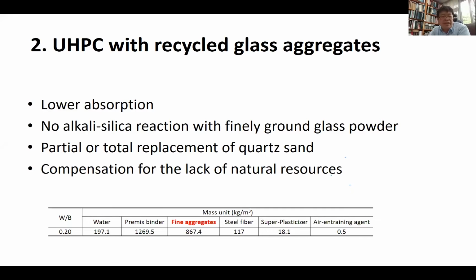The glass aggregate needs a lower consumption of water, but the problem is the alkali silica reaction. Also, we can replace the fine aggregate in the UHPC, the quartz sand, with the recycled glass aggregate. That means less construction material, and also compensation for the lack of natural resources.